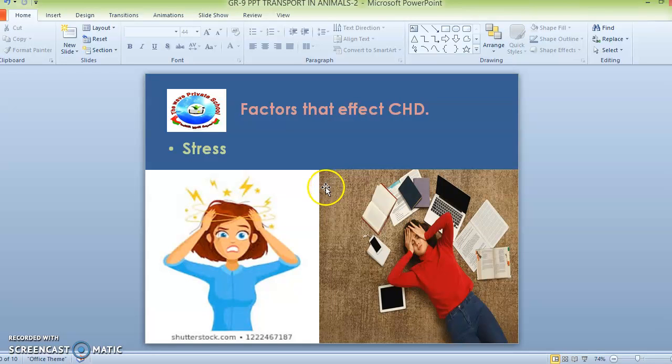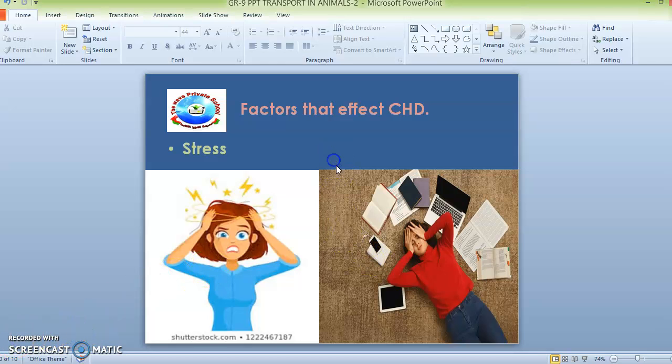The next one is stress. We all need some stress in our lives or they would be very dull. However, unmanageable or long-term stress appears to increase the risk of developing CHD. We also need to manage our stress by finding ways to deal with it.